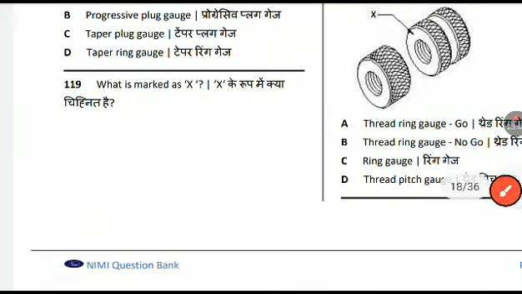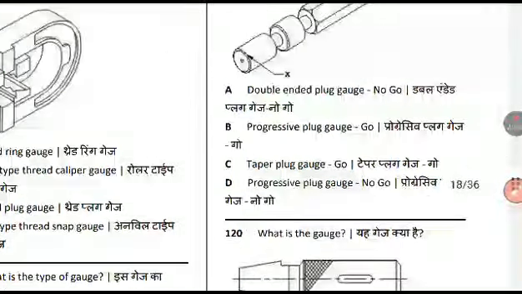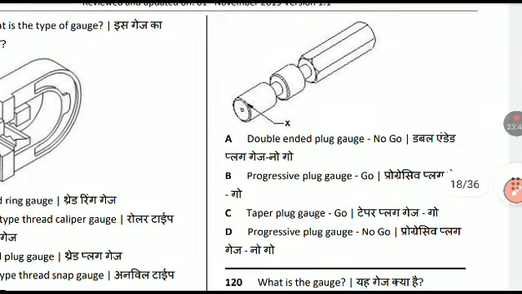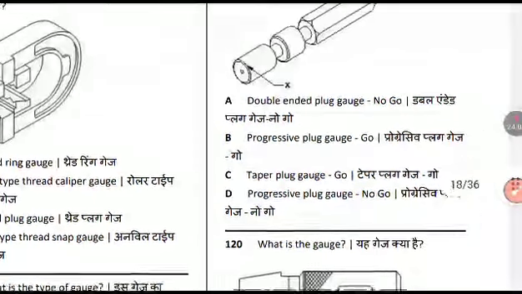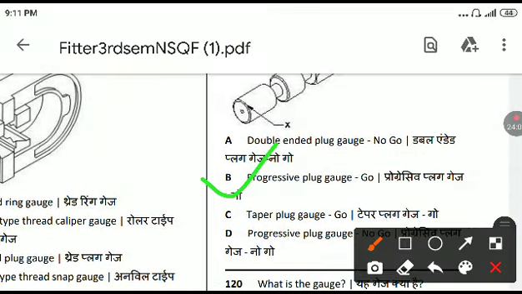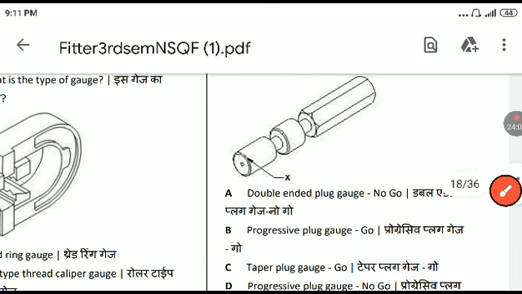What is marked as X? Double-ended plug gauge, no go. Progressive plug gauge, go. Taper plug gauge, go. Progressive plug gauge, no go. Progressive plug gauge, go. Option B.